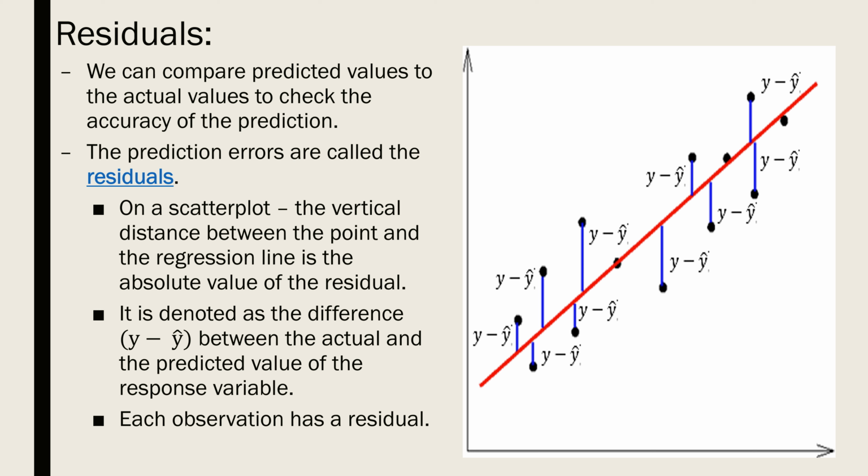Residuals are another important concept. We can compare predicted values to the actual values to check the accuracy of the prediction. The prediction errors are called the residuals. On a scatter plot, the vertical distance between the point and the regression line is the absolute value of the residual. It is denoted as the difference y minus y hat between the actual and the predicted value of the response variable. Each observation has a residual.